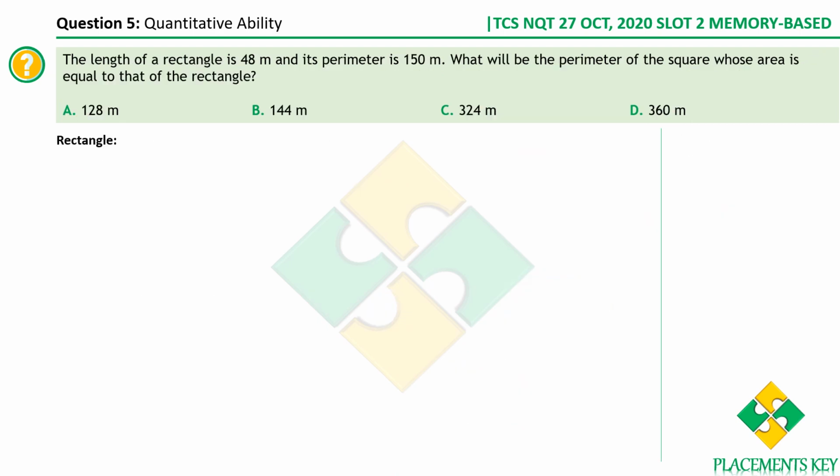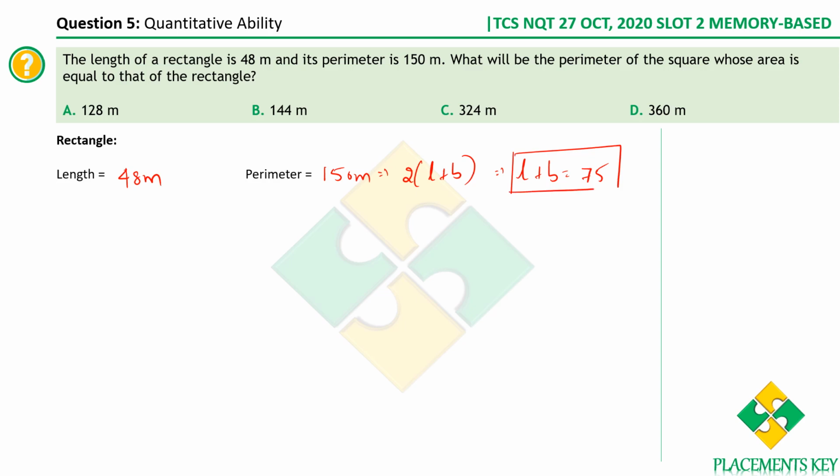Okay, the length of the rectangle is 48 meters and its perimeter is 150 meters. What will be the perimeter of the square whose area is equal to that of the rectangle? For a rectangle, the length is given as 48 meters and the perimeter is given as 150 meters. We know perimeter is twice of L plus B. That implies length plus breadth is equal to half of 150, that is 75.